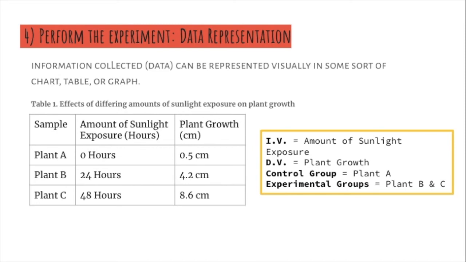A data table provides you with an organized way to collect and record your observations. For example, in our data table, we listed the independent variable, in this case the amount of sunlight exposure, in one column, and the dependent variable, plant growth, in a separate column. From this table, we can also identify that plant A is the control group because it receives no sunlight and is used as a comparative group. On the other hand, plant B and C are known as experimental groups because they receive specific amounts of sunlight.